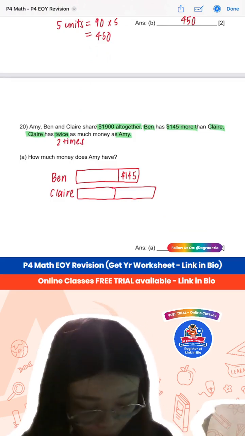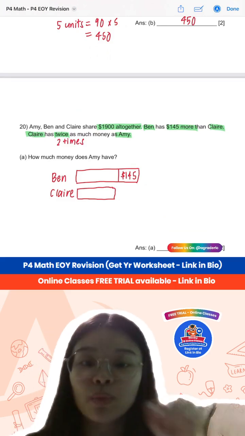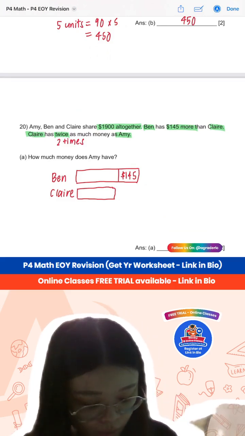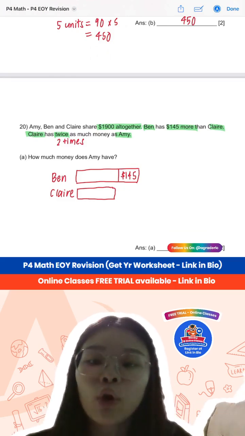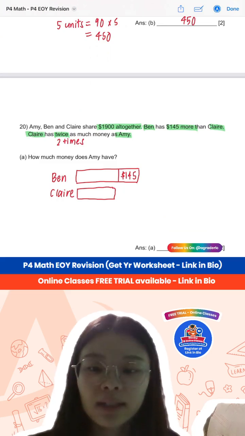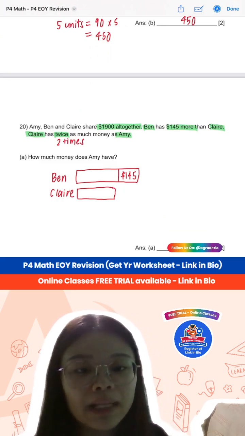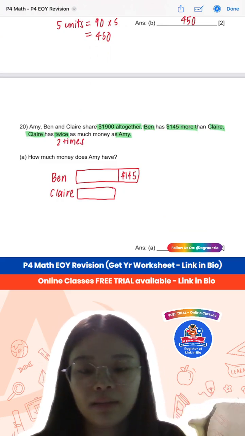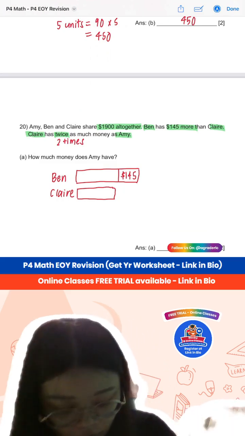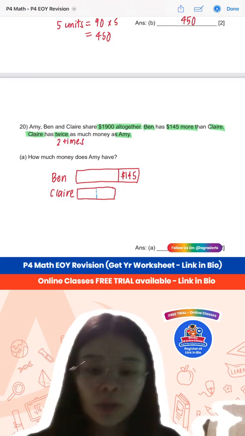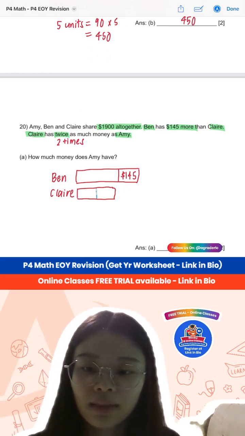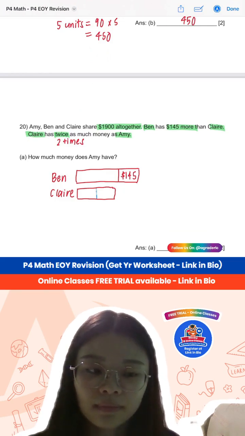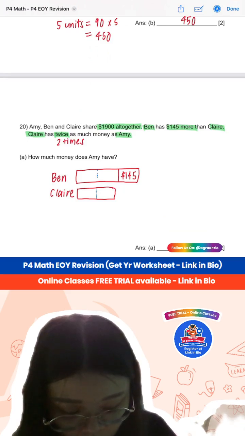Instead, we split into 2. Well done. Instead, we split Claire into 2. Claire's money did not change, so we cannot give Claire more units. Yes, Ninja, because she has to be less than Ben. If I add another unit, then she will have more than Ben already. So we split into 2. Since we split into 2, what should we do for Ben's unit? Ben also needs to split into 2.